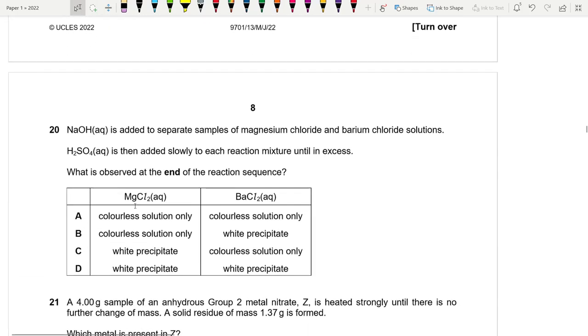20. NaOH is added to separate samples of magnesium chloride and barium chloride solutions. H2SO4 is then added slowly to each reaction mixture until in excess. What is observed at the end? So for barium chloride, we're going to get barium sulfate, which is a white precipitate. It can't be colorless. But for magnesium chloride, magnesium sulfate is actually soluble in water. That's why it's a colorless solution.